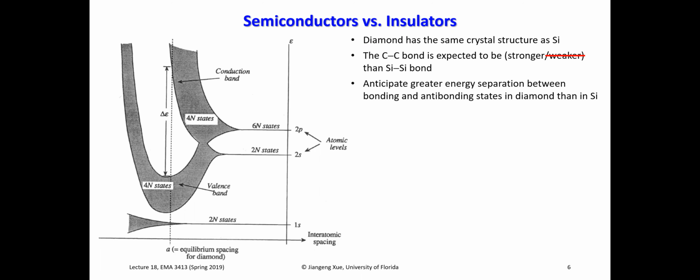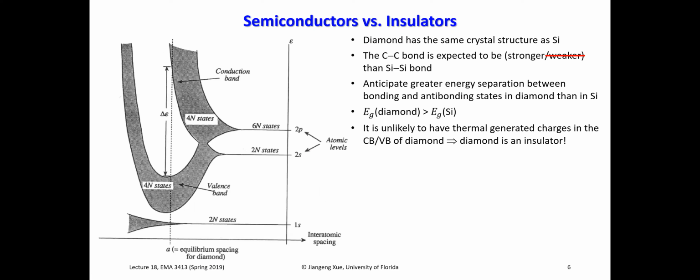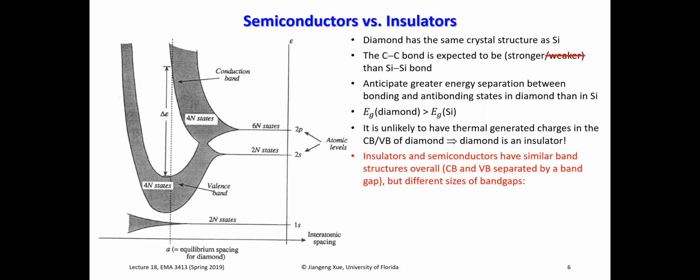And this bond strength is related to the separation of the conduction band states and the valence band states. The separation energy, or the band gap, is really related to that interaction for these bonds. So we have a much greater band gap for diamond than silicon. And obviously, the greater band gap will forbid the promotion of electrons from the valence band to the conduction band through the thermal generation process. That means diamond is an insulator. So typically, semiconductors have smaller band gaps, and insulators will have much greater band gaps.